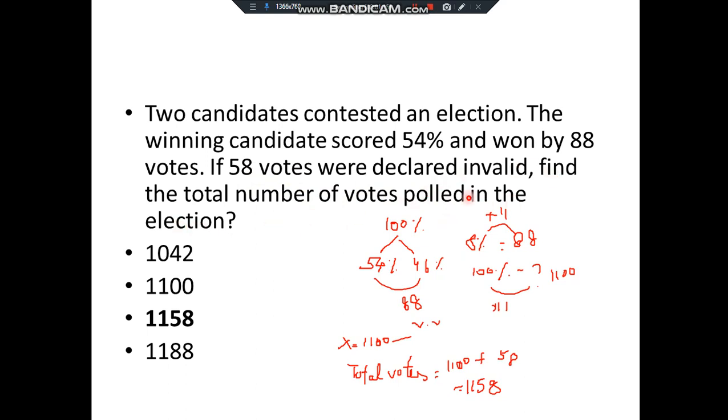So adding 1100 plus the invalid number 58 votes, we get 1158, which is the right answer. Please read the question carefully. If the question is like find the total number of valid votes, you have to stop at 1100. Since the question is to find the total number of votes polled in the election, we have to add both and find the answer.